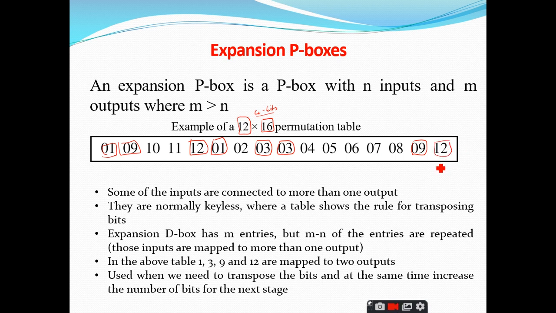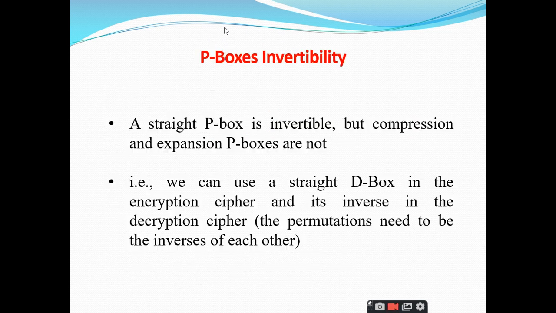This is how we create an expansion P box, and it is used to permute the bits at the same time. When you want to have more bits for the next stage, you are going to use these expansion P boxes. Is it clear?